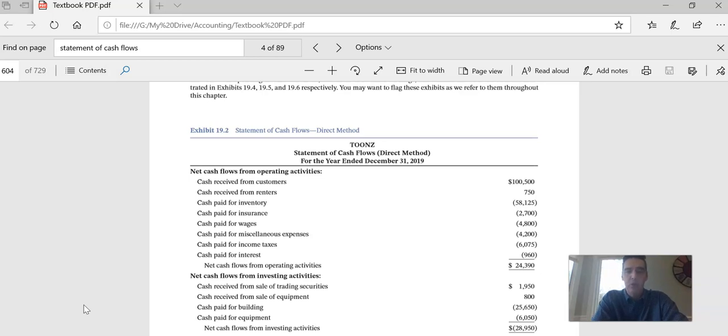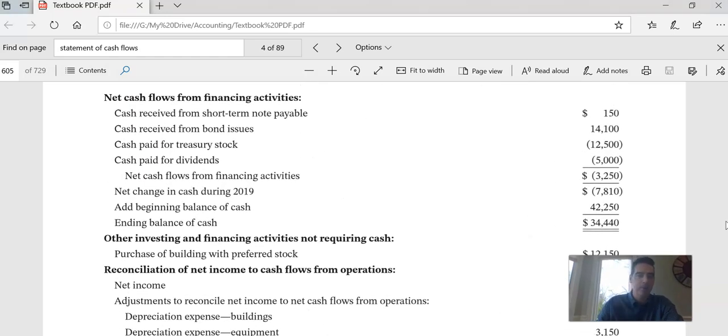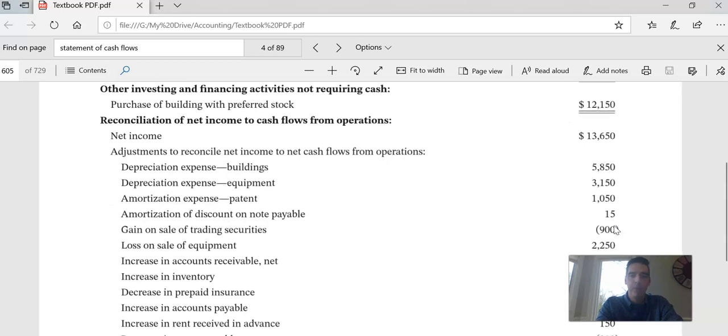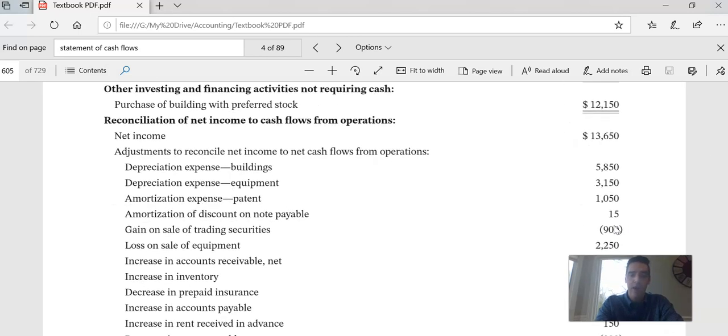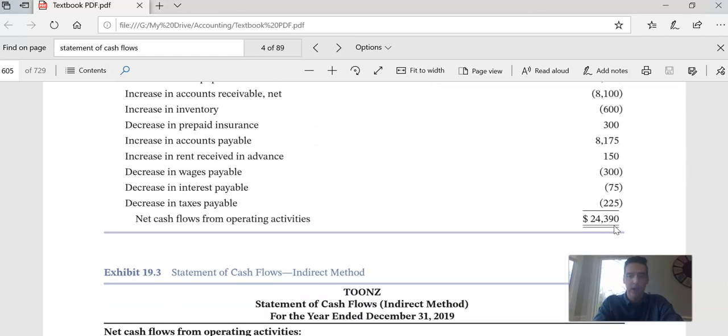So the direct method shows you the cash in each of the 3 areas. In this case, we have $24,000 coming in, a net positive amount from operating activities. We have $28,950 negative from our investing activities. And if I go to the next page, you can see we have our financing piece, and then we work our way down to the ending cash balance of $34,400. So what the direct method does is reconcile the net income from the income statement and make all the non-cash adjustments here to get the net cash flow dollar amount of $24,390.